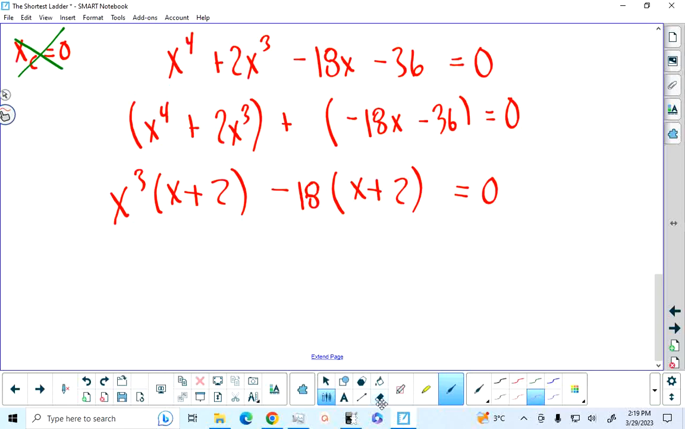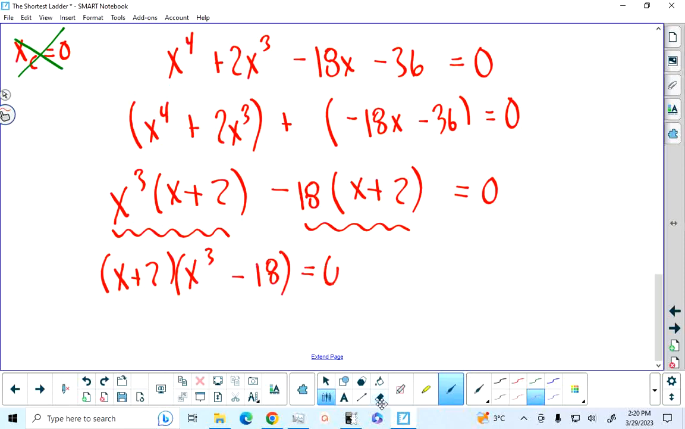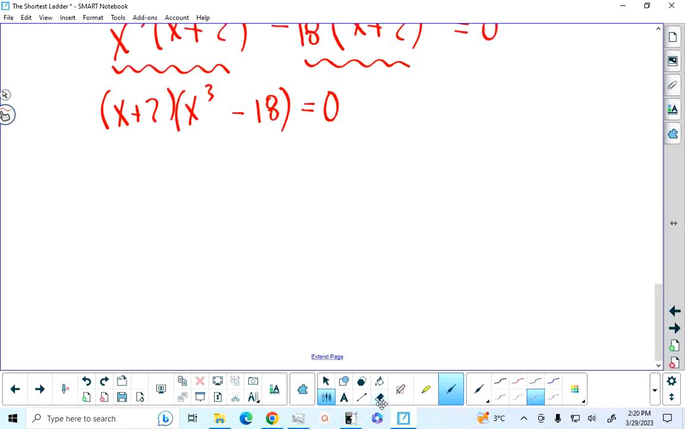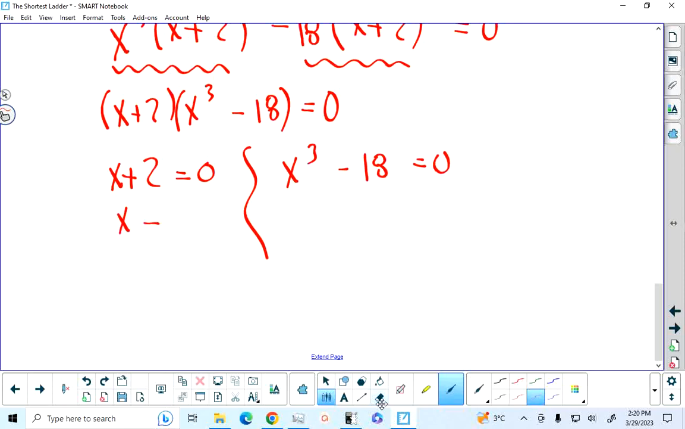And now what I can do is look at this term and this term, which are being subtracted, and say there's a common factor of x plus 2. And if I take x plus 2 out of the first term, I have x cubed, minus out of the second term, I have 18. So this is the factored form of the numerator of our derivative. What that means is x plus 2 can equal 0, or x cubed minus 18 can equal 0. Well, if x plus 2 equals 0, we're left with x equals negative 2.